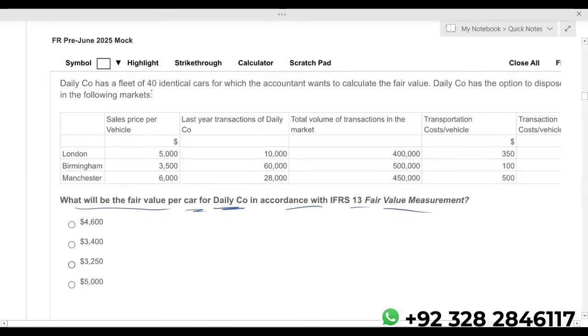Okay, Daily Company has a fleet of 40 identical cars for which the accountant wants to calculate the fair value. Daily Company has given you the information: sale prices per vehicle in London, Birmingham, Manchester, and last year's transaction total volume, which is important: 400,000, 500,000, and 500,000. Can I say Birmingham is the principal market? Selling price is 3,500. Transportation cost is 100.